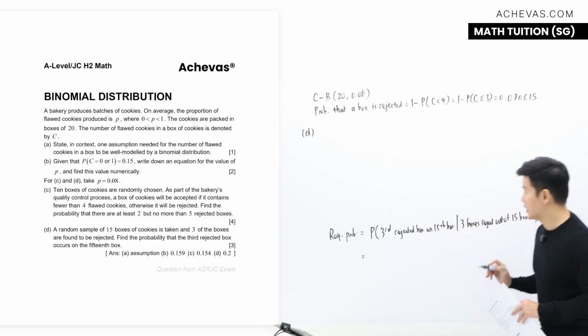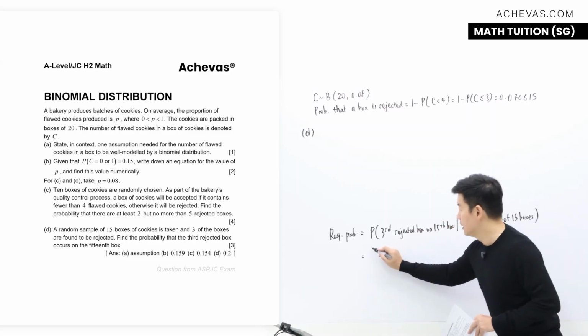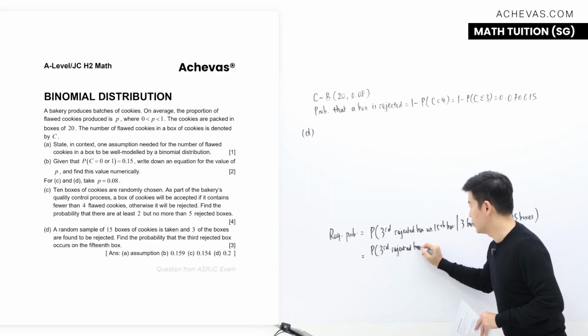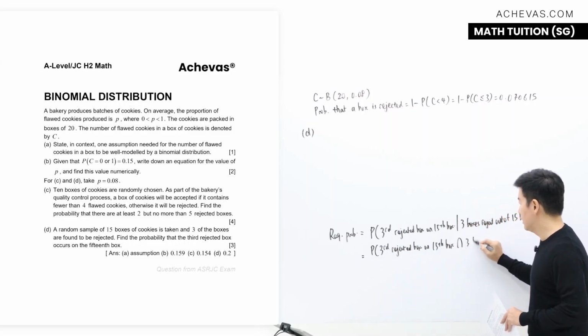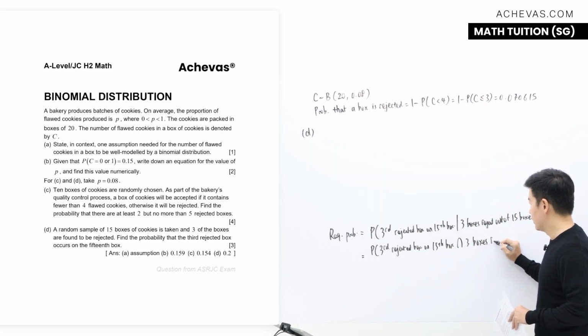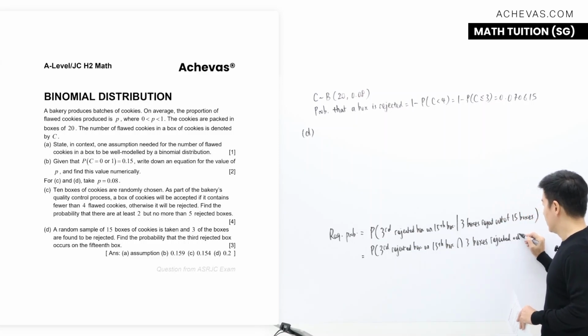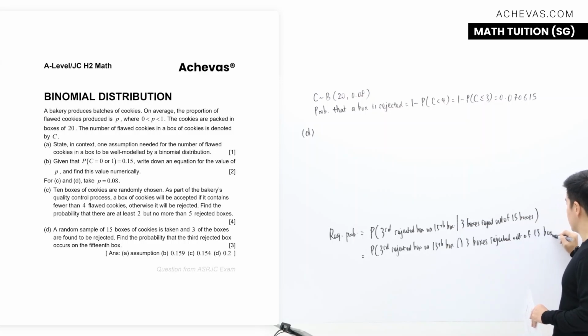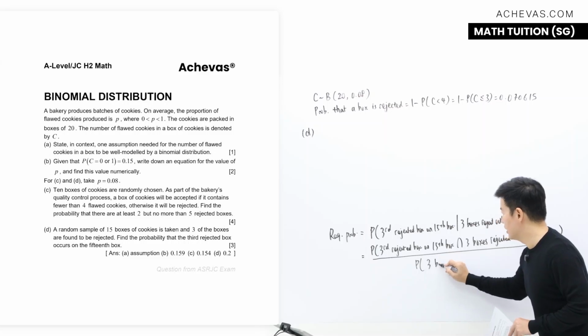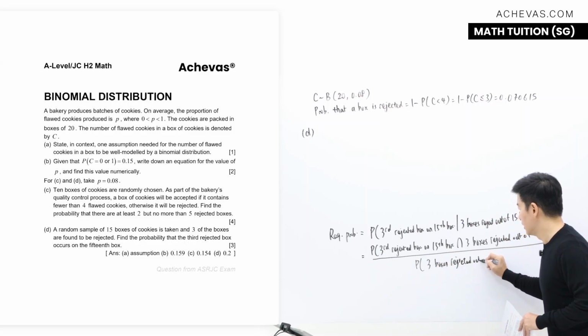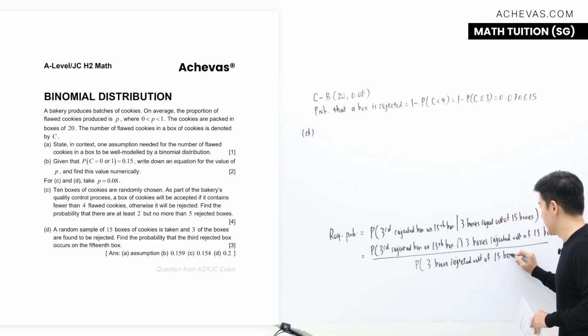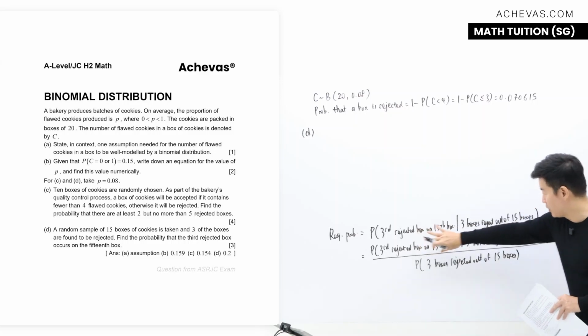If we apply the conditional probability formula, it is the probability that the third rejected box happens on the 15th box and in total 3 boxes are rejected out of the 15 boxes, divided by the probability that 3 boxes are rejected out of the 15 boxes. Now let's calculate the probability.